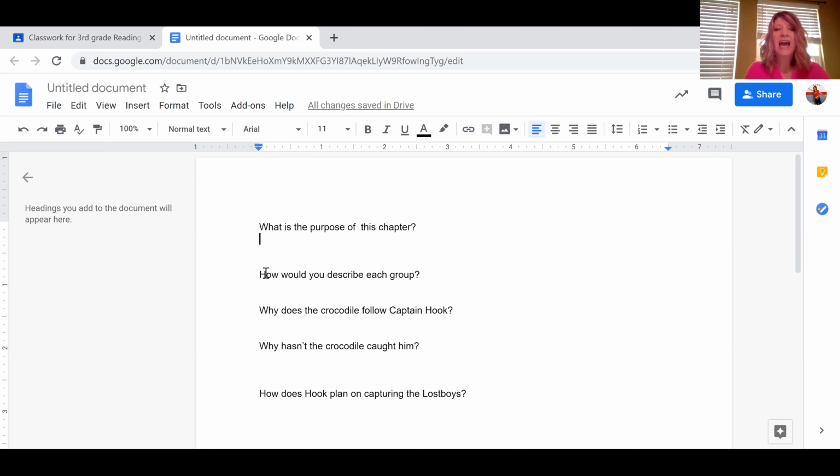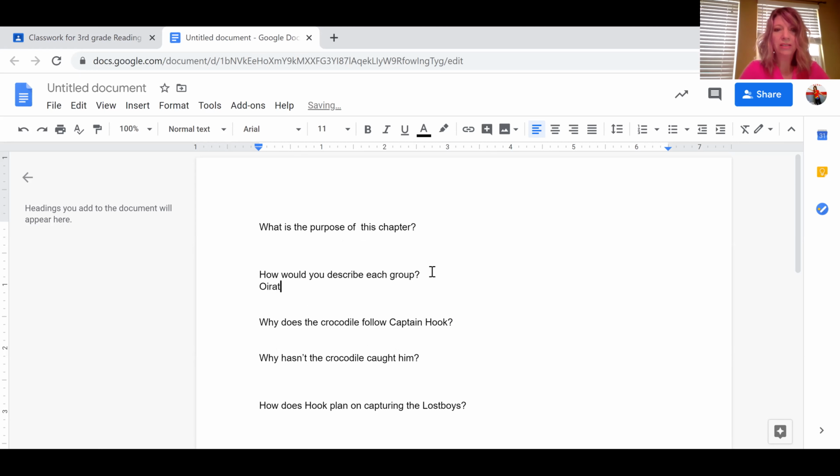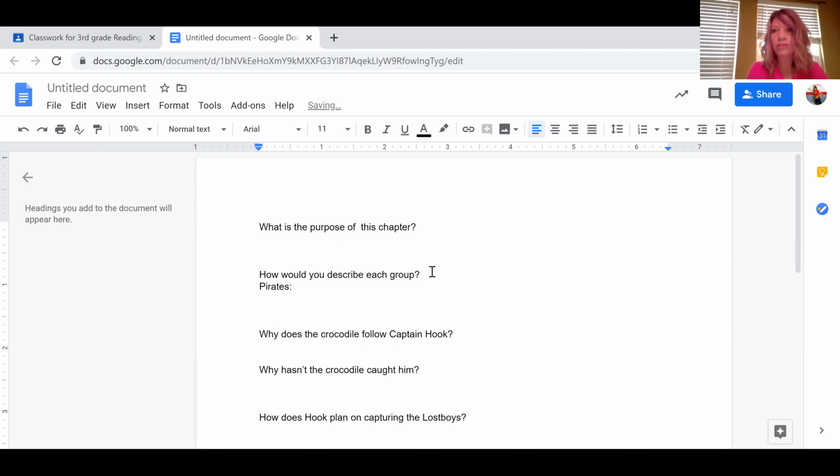The next question is, how would you describe each group? So on this part, you might want to write pirates. Okay, pirates. And then describe in a few words the pirates, maybe 6-7 words a sentence, but it doesn't have to be sentences, okay? Because this is just notes, a description. If you want to space it out and draw a picture of the pirates, that's fine with a caption. But there were several groups that the author described. And so you're going to list the groups and describe each group.